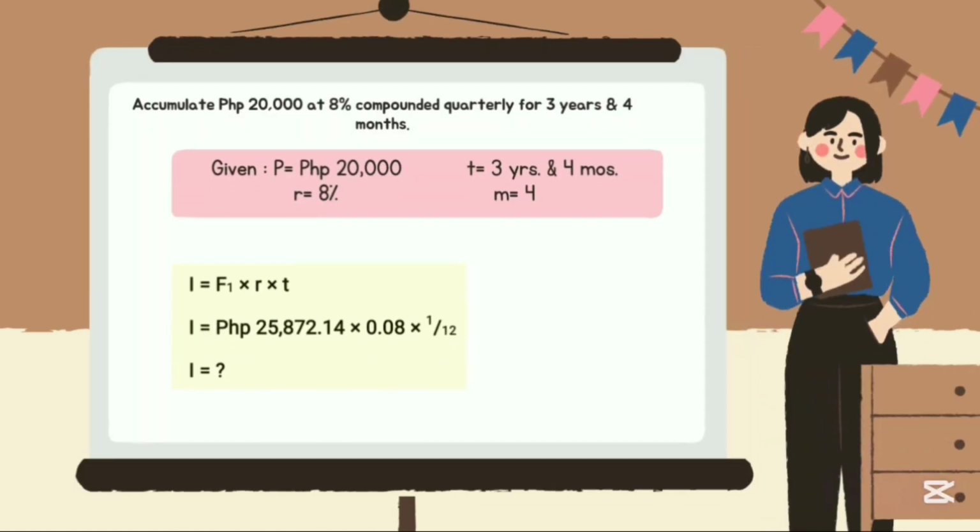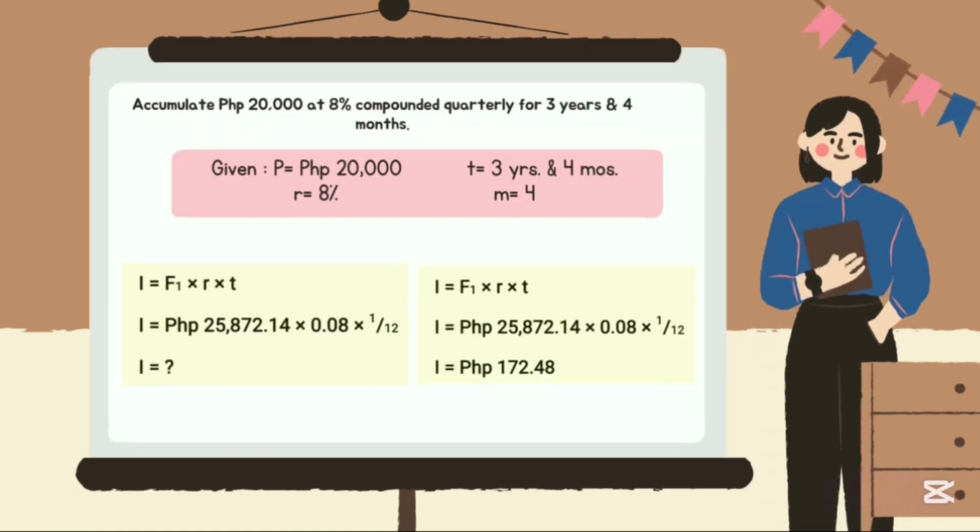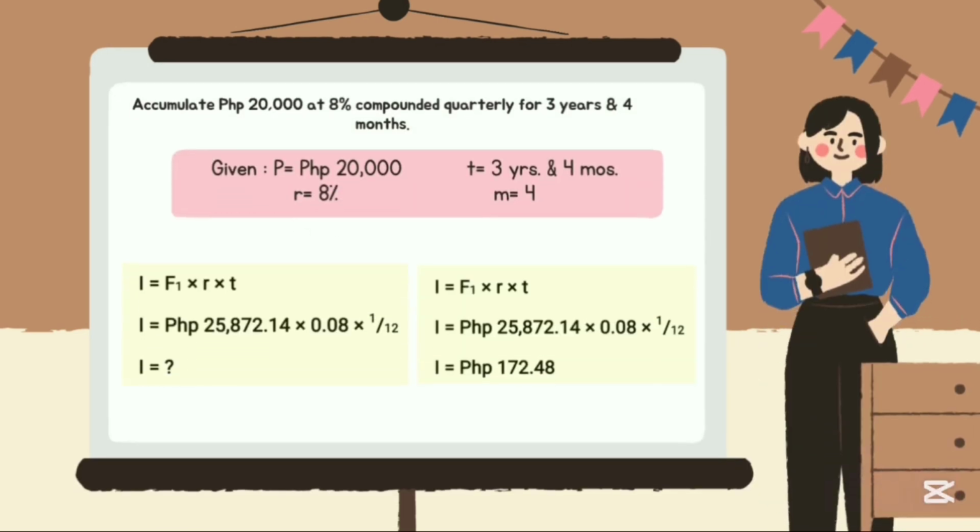So we're going to be solving the amount of our compound interest using the formula F sub 1 multiplied by r and t. So 25,872 pesos and 14 centavos multiplied by 0.08 and 1 over 12 is 172 pesos and 48 centavos. If you're wondering where we got the 1 over 12, it was the fractional part of our n.